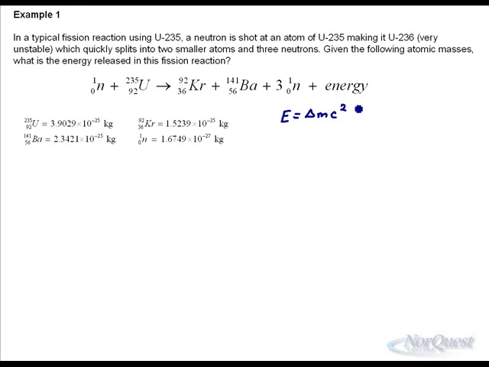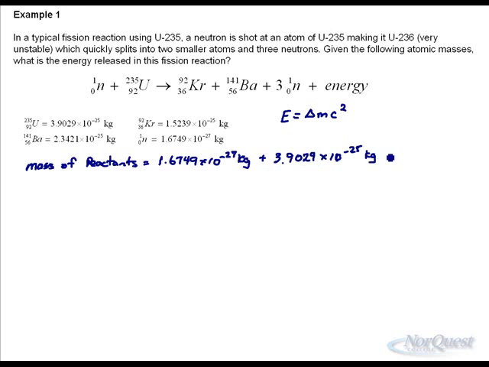So what we're going to do is find the change in mass. To find that, I'm going to first find the mass of reactants. And that's going to be one neutron, 1.6749 times 10 to the negative 27 kilograms, plus the mass of uranium, 3.9029 times 10 to the negative 25 kilograms. I tend to do this in parts just because of the numbers.